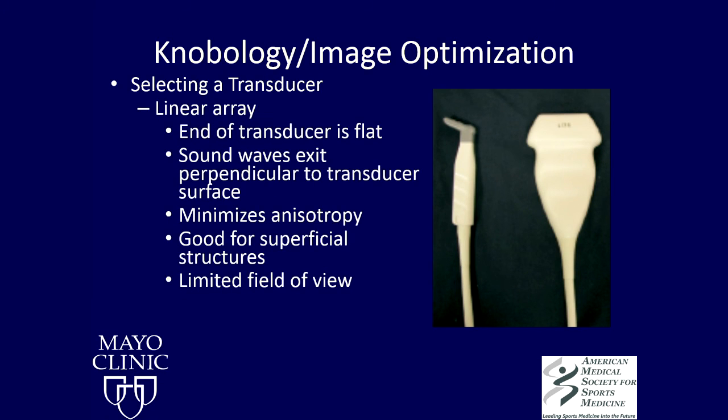Then there are several different endings to the transducer. You can have a linear array transducer, so it's flat. Here's a short footprint or hockey stick linear array transducer, and here's a normal regular footprint linear array transducer. And they send their sound waves in general straight out from the end of the transducer. The nice thing about that is it minimizes an artifact that I'll talk about later called anisotropy. And so it's better for looking at superficial structures and doing diagnostic imaging. But the problem is it has a limited field of view because it's essentially sending out a column from the end of the transducer. So all you see is this column of structures below the transducer.